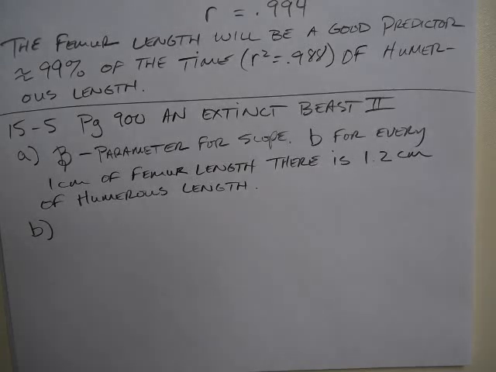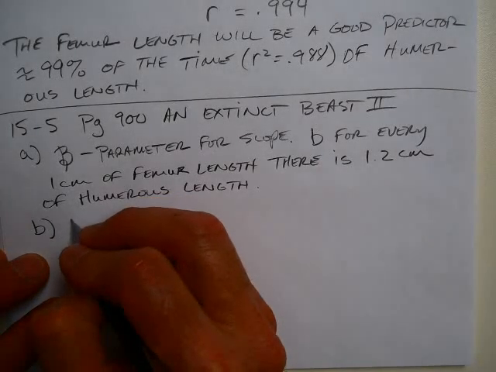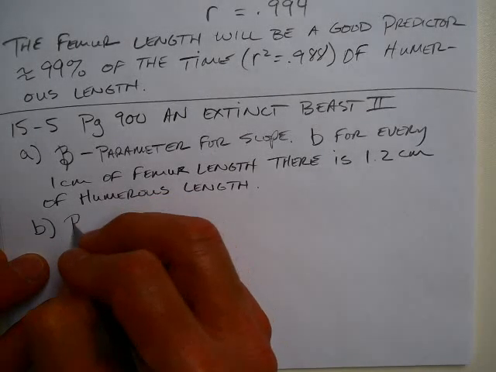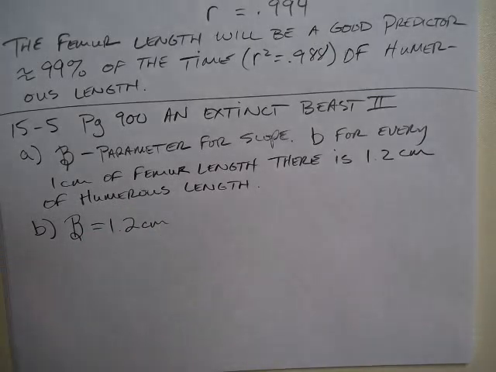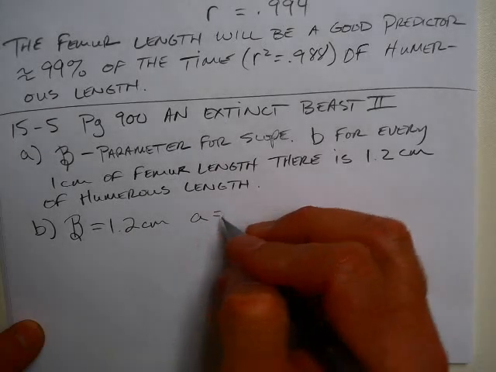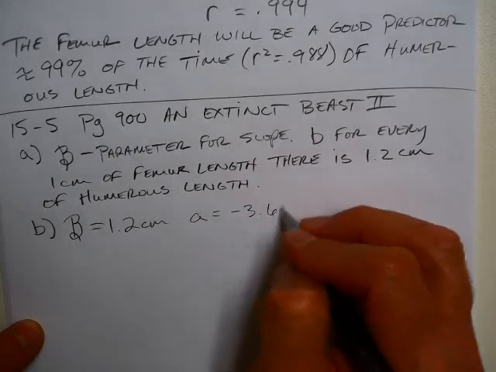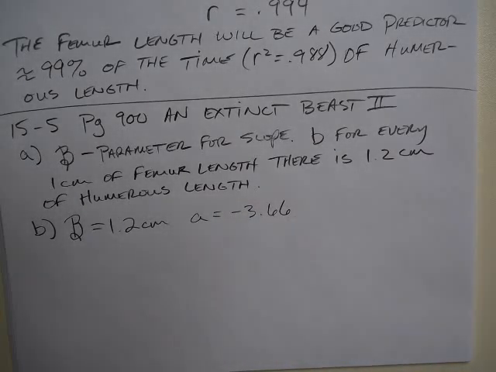What is the estimate of B from the data? And what is your estimate of the intercept A of the true regression line? Well, we would estimate that beta equals 1.2 centimeters at this point. That would be our estimate. A is negative 3.66. How would we interpret that y-intercept of A?